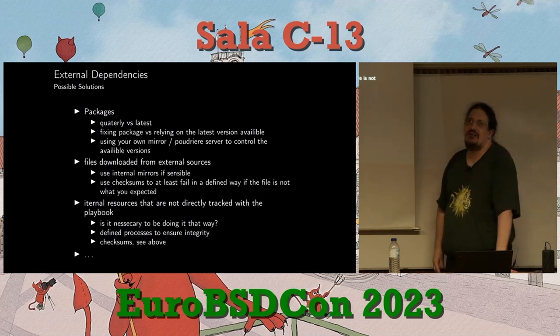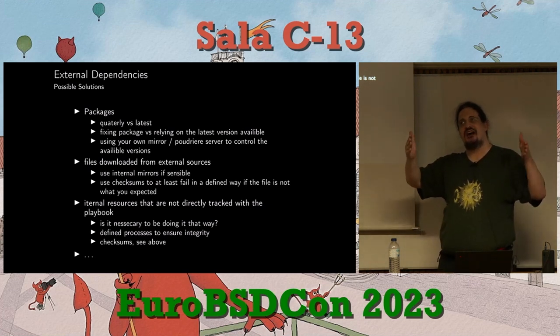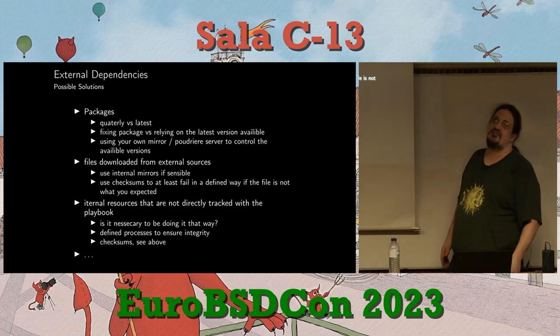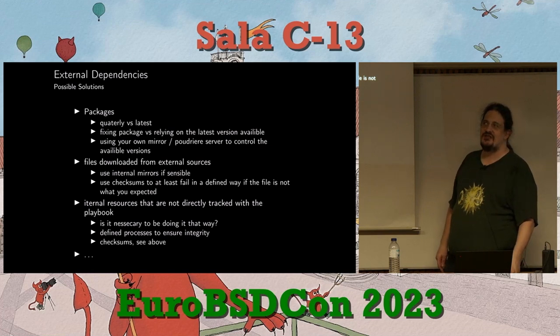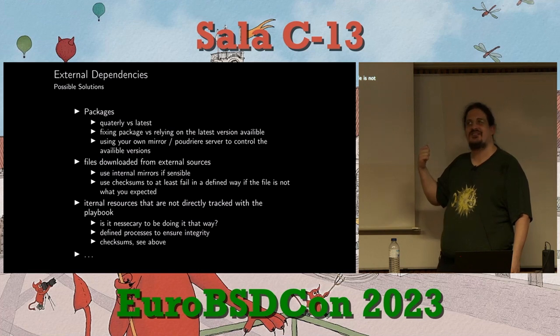Some solutions for how to deal with external things. For example, if you deal with packages, if you update quarterly, you will have it much easier. I mean, yes, they change as well, but they change at a relatively defined point. Because if you just use latest, and then you have situations where you say, yeah, I'll test it on the development machine, and if everything works, a week later I'll apply the same playbook to the production machine. Well, if you use packages from latest, you might not get the same result.